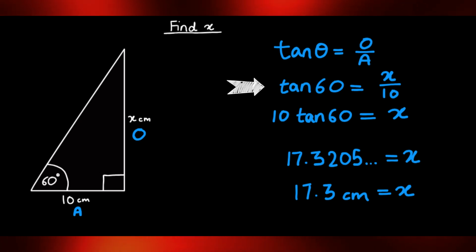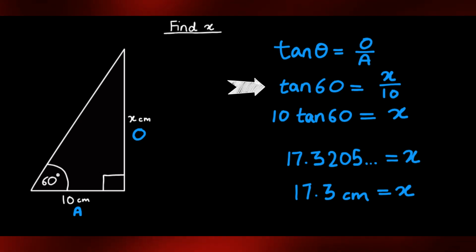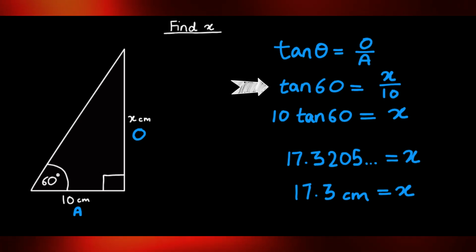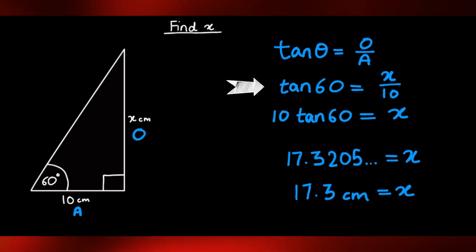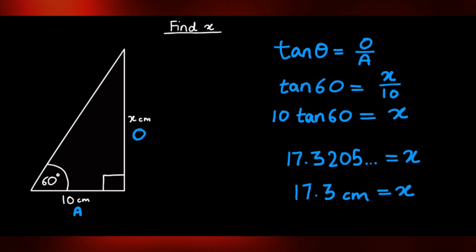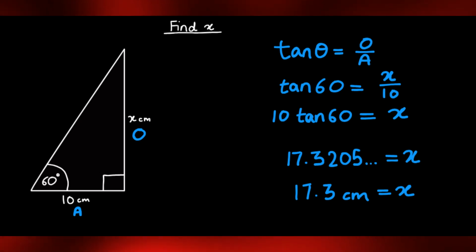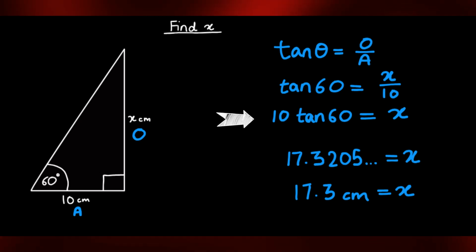Next, simply substitute the values into the ratio. 60 degrees for theta, 10 centimeters for adjacent, and x for opposite. Then solve for x. Multiply both sides by 10.